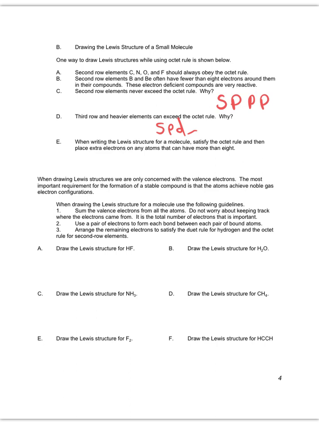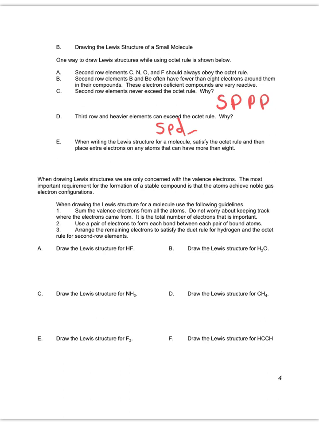Sulfur and phosphorus are the only 2 we'll really talk about going over 8. They can have 10 or 12 around them depending on what you have. But those are special. Okay. When drawing the Lewis structure for a molecule, satisfy the octet rule and then place extra electrons in any atom that can have more than 8. Okay, don't start throwing any extra in anywhere.